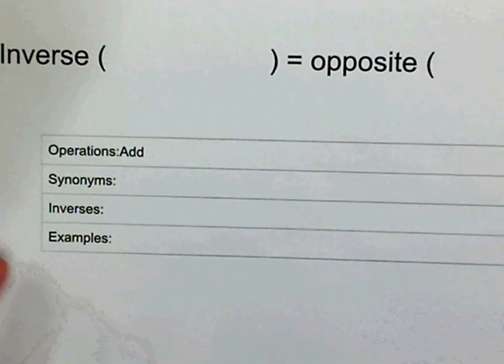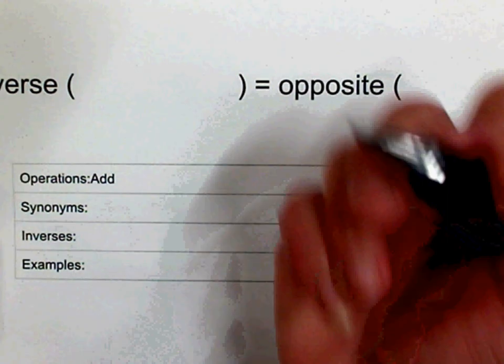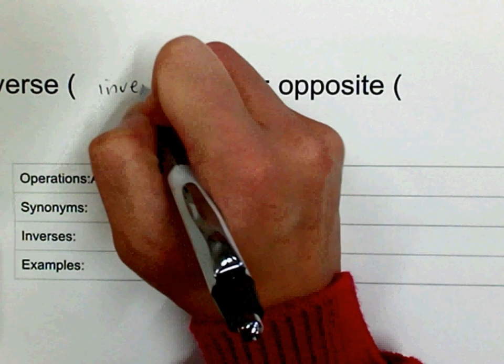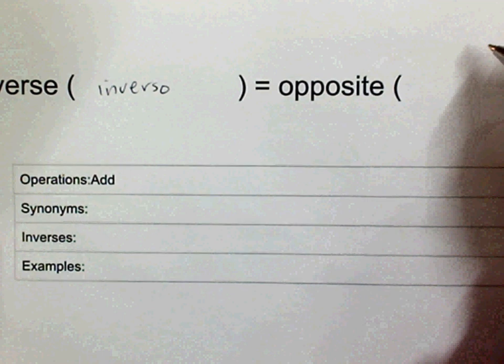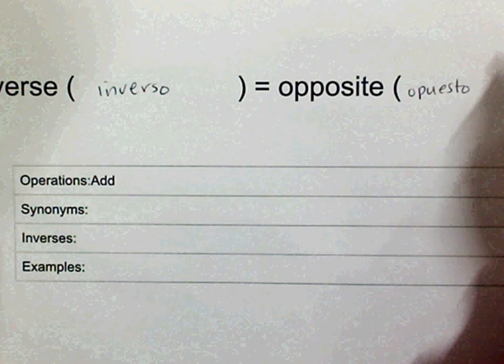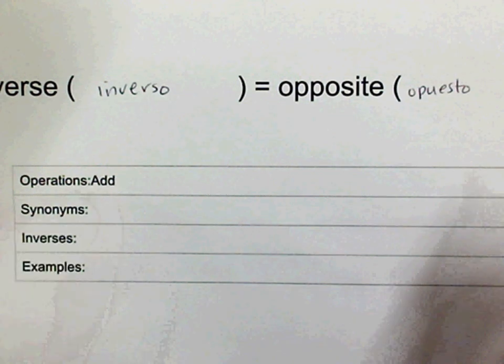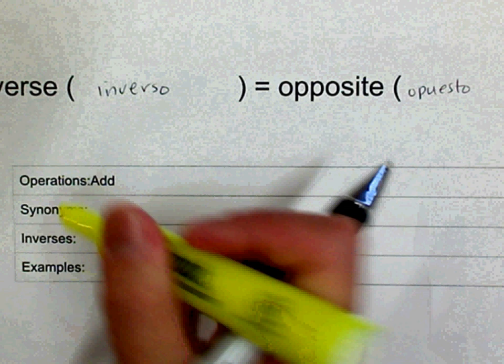All right. Now in your Google Slides, you should have each one of these. We're going to learn the word inverse. In Spanish, the word for that is inverso, or the word opposite, which is opuesto. I hope I say that correctly, opuesto. All right, so the first thing we're going to talk about is the word add, okay?